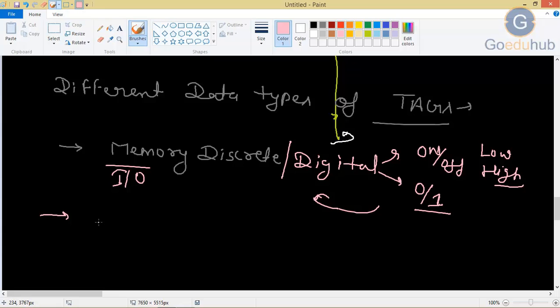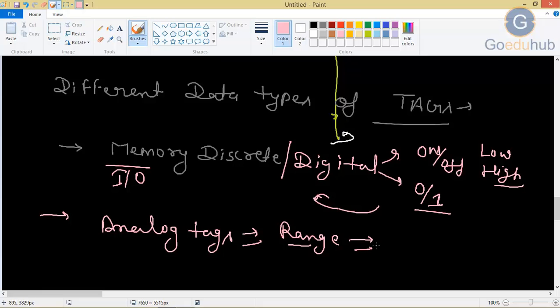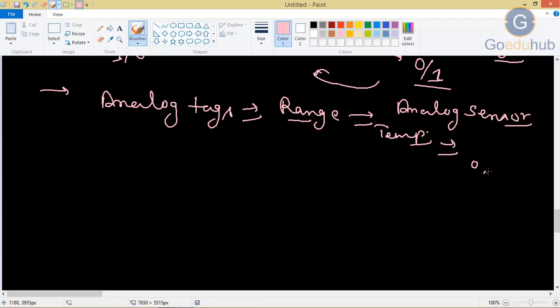Then second is analog tags, okay. When you have to represent a range, okay, means you are taking input from any analog sensor whose value is continuously changing, okay, means we can say any temperature sensor whose value is changing from 0 to 1, 2, 3, continuously, likewise it is changing. So you have to go for analog tags.